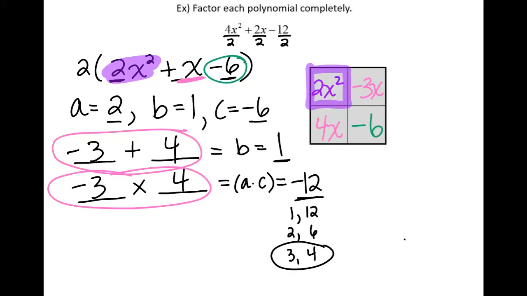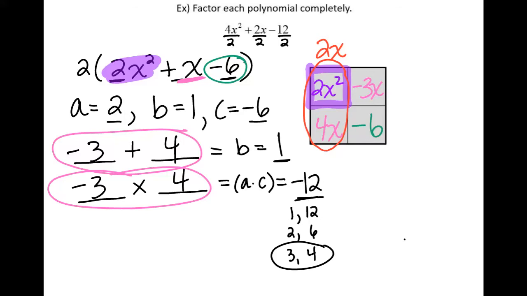Okay, once you have your values, then you're going to use the area model to calculate the GCF and then what goes on the edges of the boxes. So first I'm going to look at the first column. Between a 2x squared and a 4x, what would be my GCF? What do they have in common? 2x, right? They have a 2 and an x in common. So that goes at the top. That's my GCF.